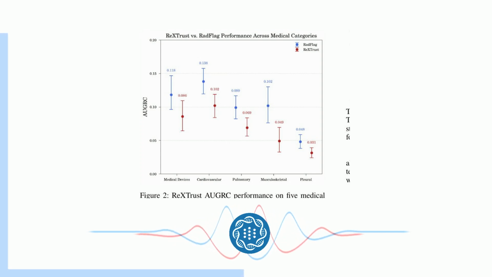This is super interesting. And we haven't even talked about how well it works. Well, the results are really promising. They use something called AUROC to measure ReXTrust's accuracy, which basically tells you how good a system is at telling the difference between the true findings and the AI-generated hallucinations.